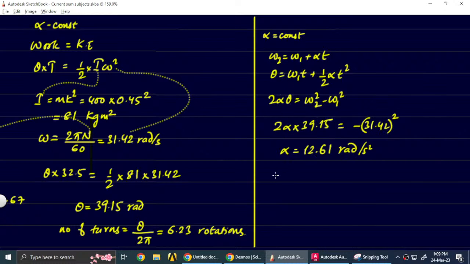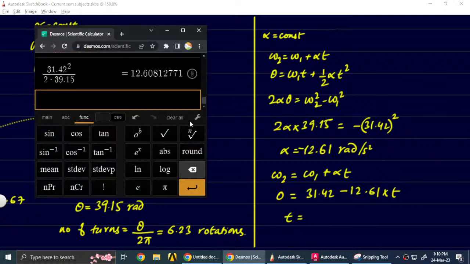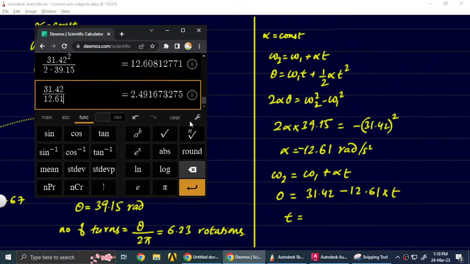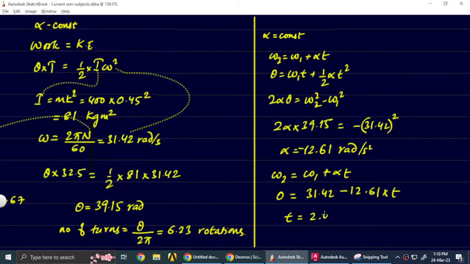Now we can substitute that, and we can find this one. So omega 2 equals omega 1, and alpha is of course negative, plus alpha into t. So this is 0, omega 1 we know is 31.42, and this becomes minus 12.61 times t. The t value will come out to be 31.42 divided by 12.61, so 2.49 seconds. So this much time is required for it to come to a stop.